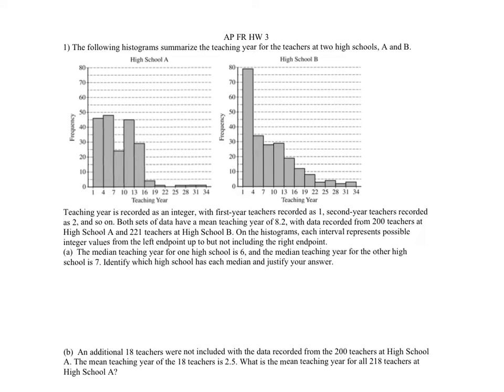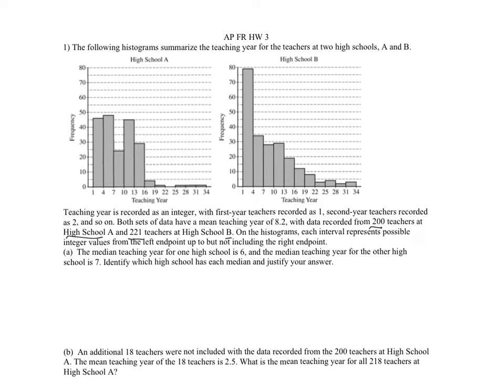So we have these two histograms. We know that School A has 200 teachers in it. School B has 221 teachers in it. And part A is asking about the medians. They tell you one of the medians is 6, one is 7. They want you to figure out which one is which.